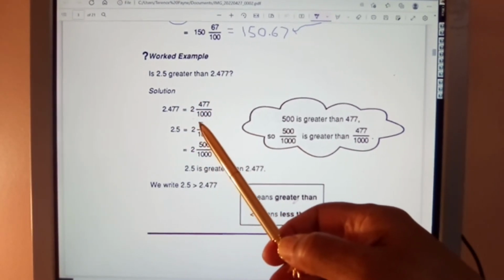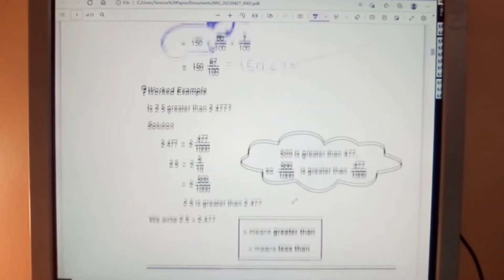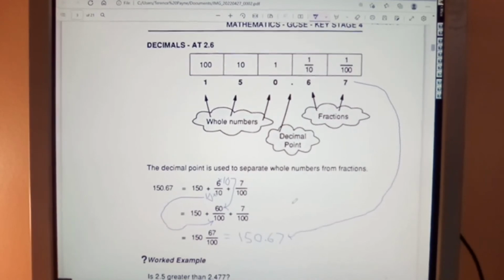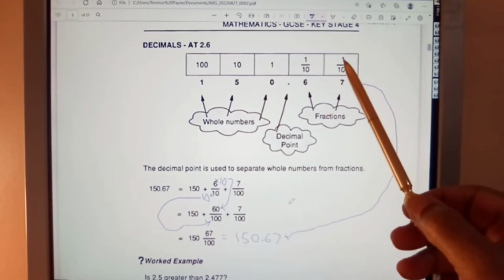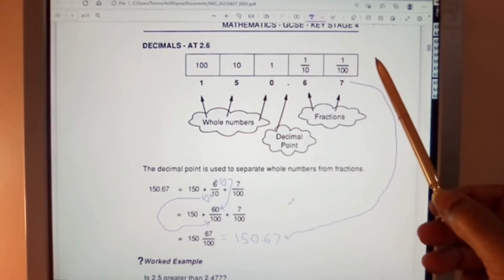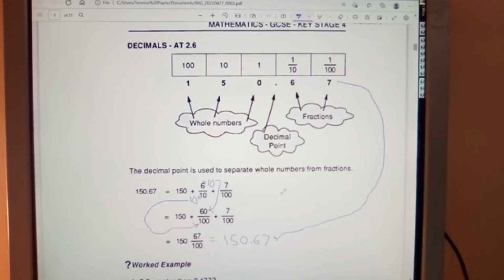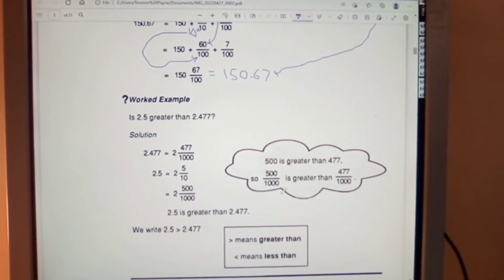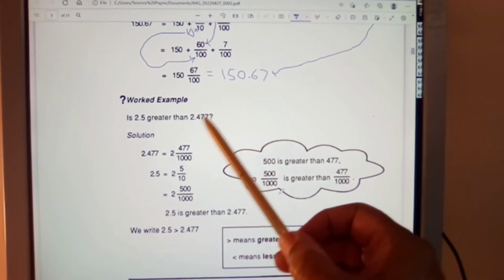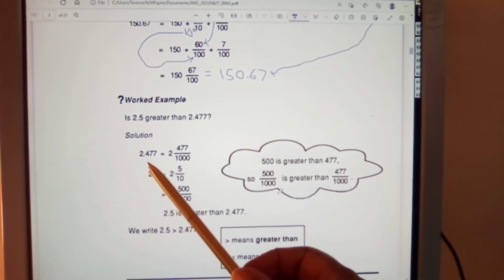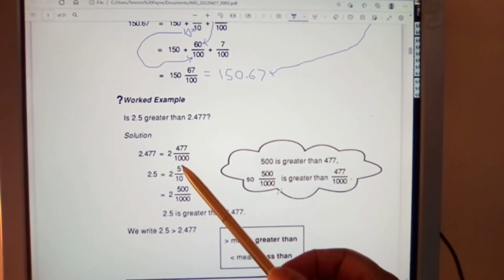477 over 1000. Now, if you remember, I told you that if we're going over, carry on to 1 over 10, 1 over 100, then we could carry on to 1 over 1000. That is what's happening down here now, okay? So that is what's now happening here at 2.477. 2.477 equals 2 and 477 over 1000, okay?